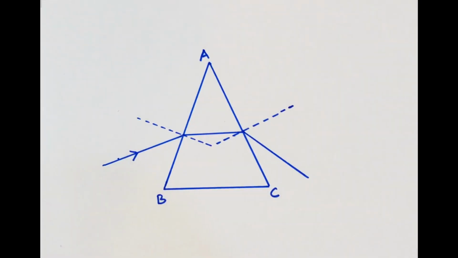In my previous video, I had demonstrated the refraction through a rectangular glass slab. So in this video, let us see how the refraction takes place through a triangular glass prism, and thereby let us measure the angle of incidence, angle of refraction, angle of emergence and angle of minimum deviation.